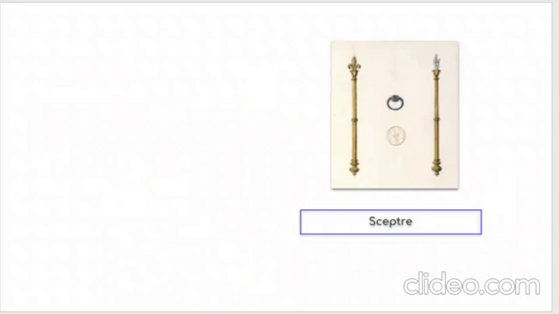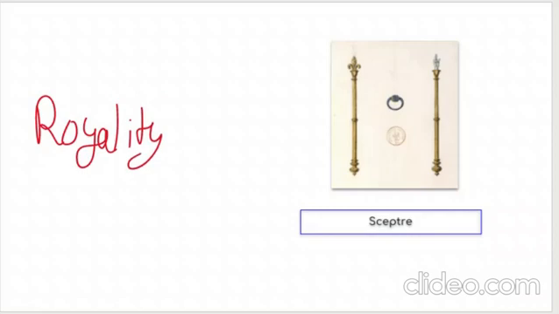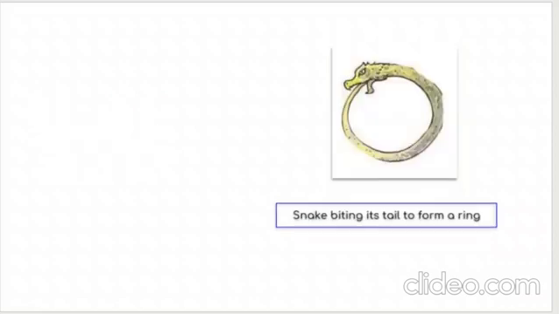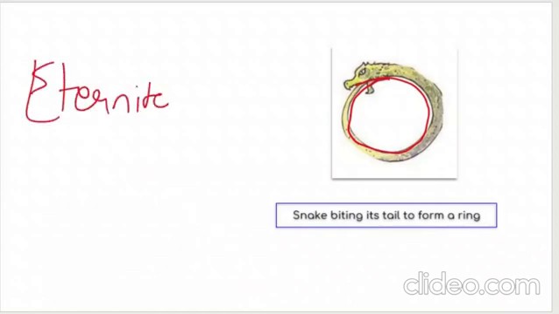Next was a sceptre. Now sceptre was what? It was a symbol of royal power, royalty, correct? Now next was a snake biting its tail and making a ring kind of structure. What was it? It was a symbol of eternity. That a ring, as we know, doesn't have any end, neither a beginning, so it stood for eternity.